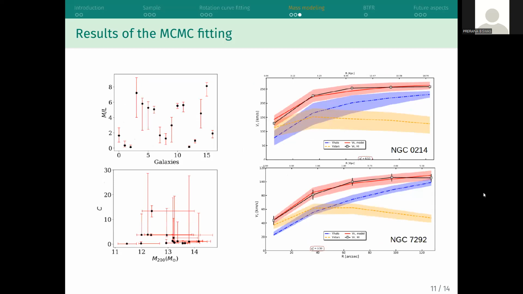And here are the results of the mass modeling. You can see that at the larger radii, this blue line is the halo velocity profile, the halo dominates, and the stellar contribution, which is this yellow line, gets reduced.